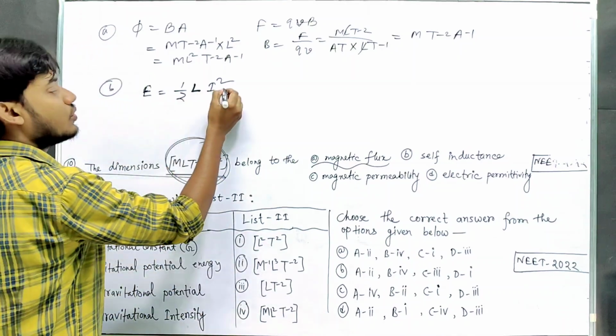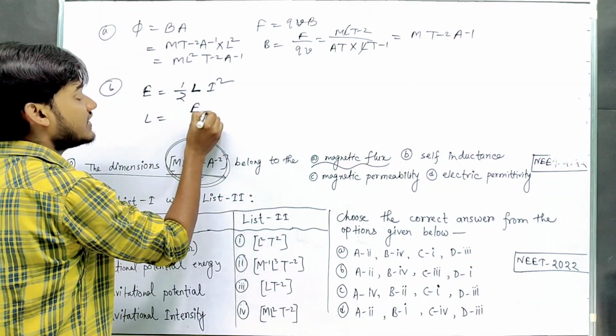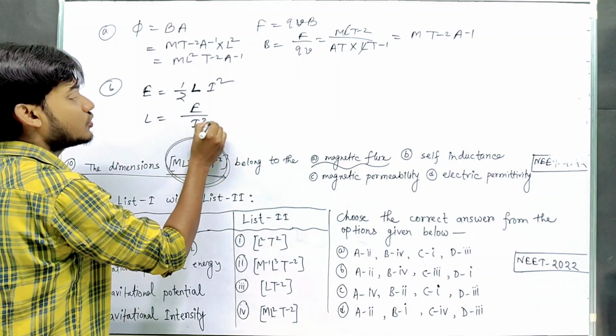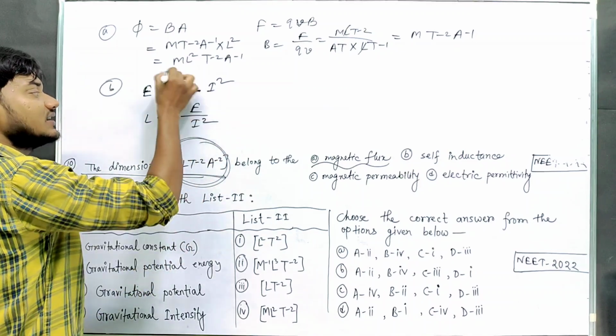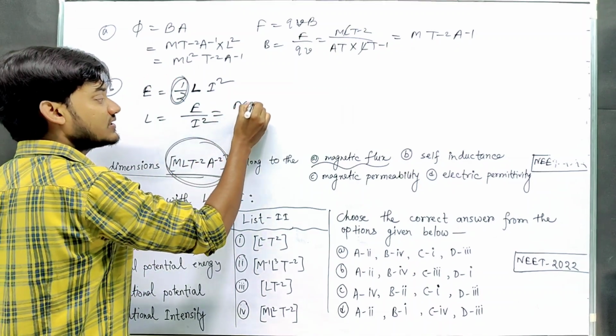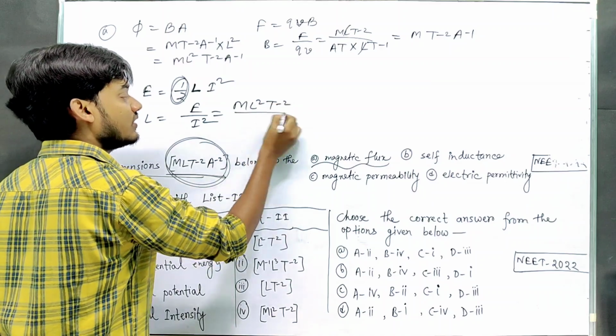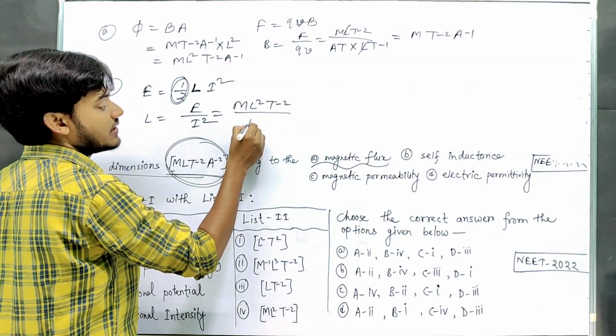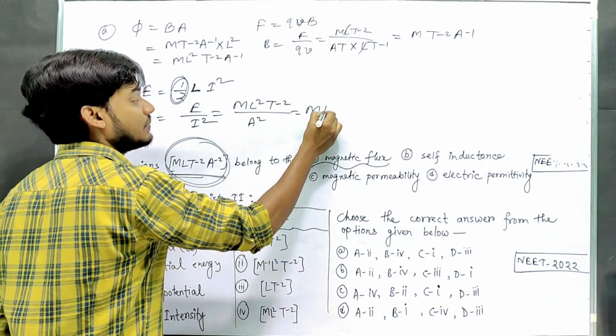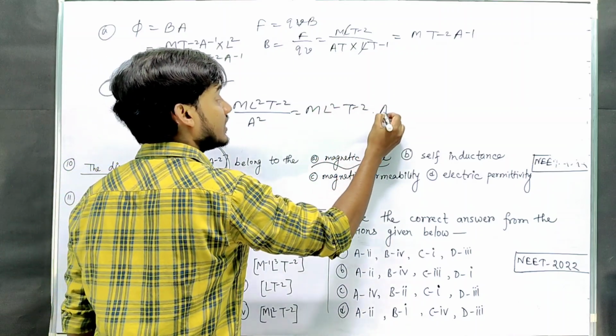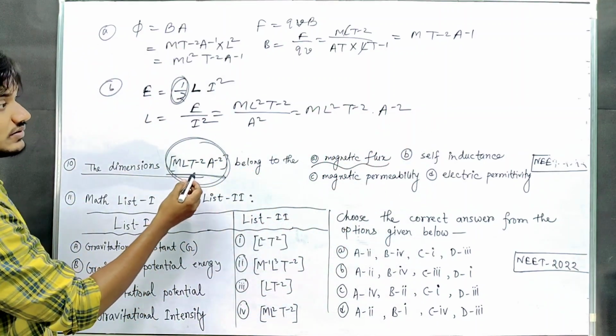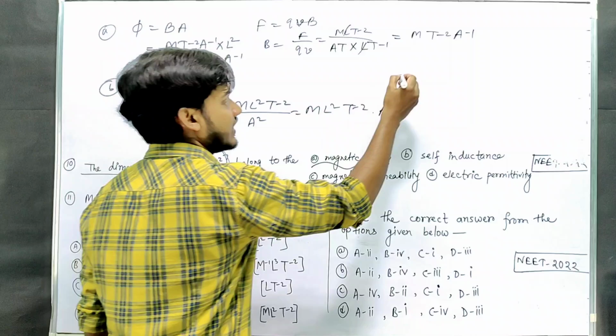जैसे कि यहाँ पर एनर्जी, we know equals half Li square. So L equals 2E by I square. This is dimensionless, so energy equals ML square T inverse 2. I means A, so I square means A square, so ML square T inverse 2 A inverse 2. Option no. Let's see, try.